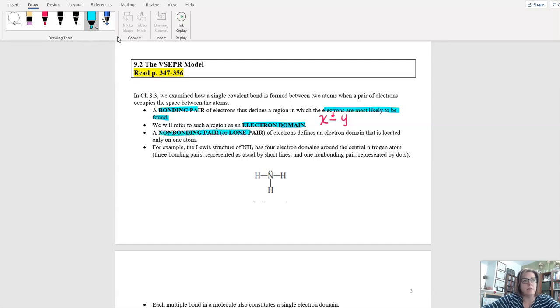Non-bonding, aka those lone pairs, are the electrons defined as electron domains that are located only on one atom. So if you do have that particular atom that it's bonded to, all of these lone pairs surrounding that one atom are only assigned to that one atom. They're not being shared unequally. They're not being shared equally. They are just electrons only assigned to that one atom.